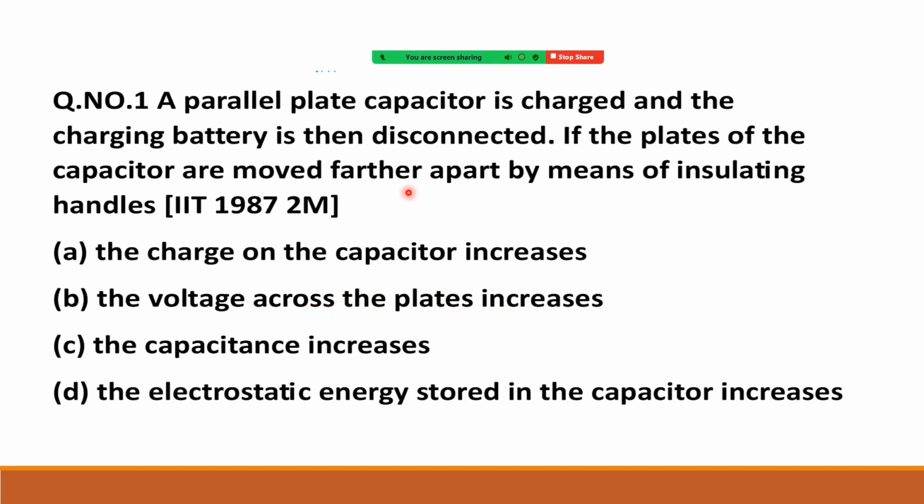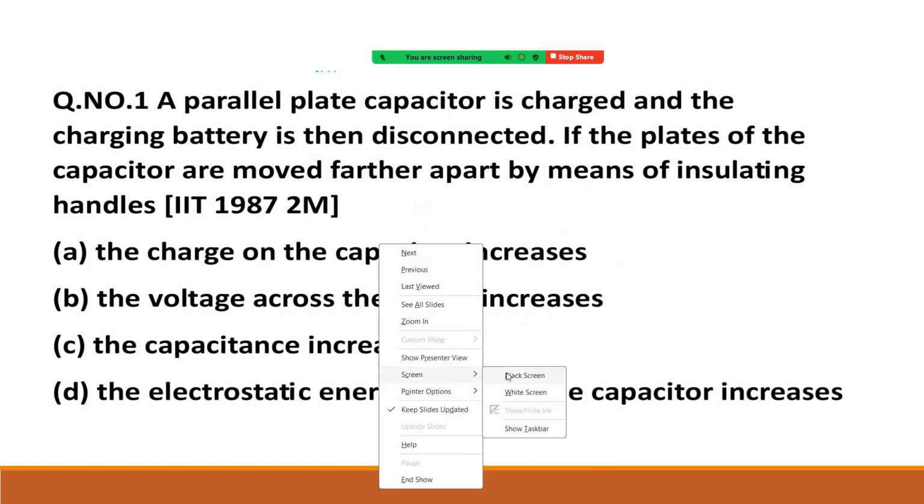Charge constant means, I will write here. First condition, battery is removed. Battery removed means we can write that charge is a constant. Charge constant means, coming to field, sigma upon epsilon naught, the field is also constant. Potential difference equals field into separation between the plates. Now separation is increased, which means potential will increase. So potential difference across the plates will increase, right?